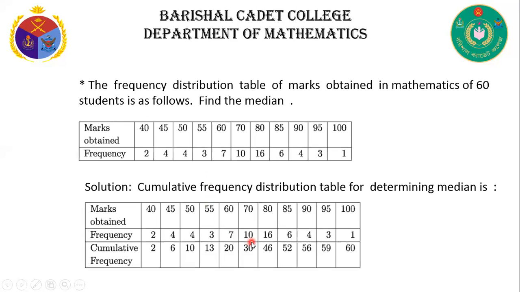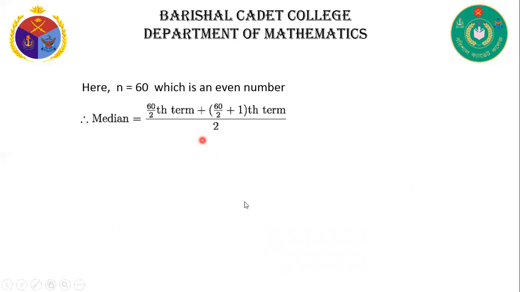If we see here, the 30th term is 70, and the 31st term is 80. That means 70 plus 80 divided by 2. That's why we can write 70 plus 80 divided by 2, that means 75. This is our required median. So when n is even, we use this formula. If n is odd, then we use the (n plus 1) by 2 formula.